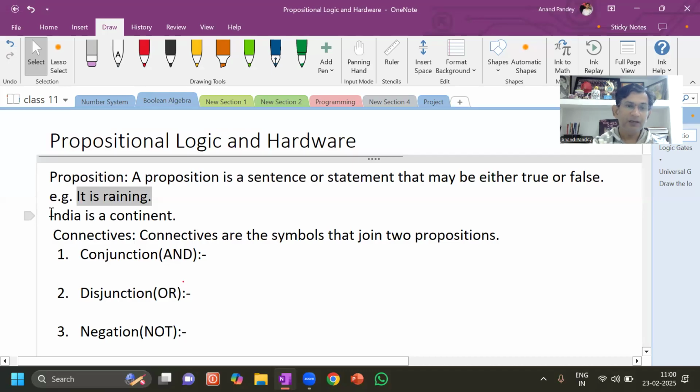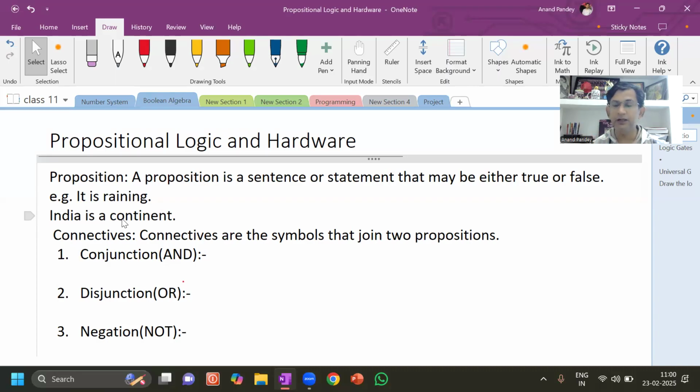Second, I'm telling you, India is a continent. As you know, India is not a continent. So the result of this statement is false. So the statements which may be either true or false are called propositions. Okay, I hope it is clear. Now coming to this, in Boolean algebra, there are only two values, 1 and 0. One stands for true and 0 stands for false.